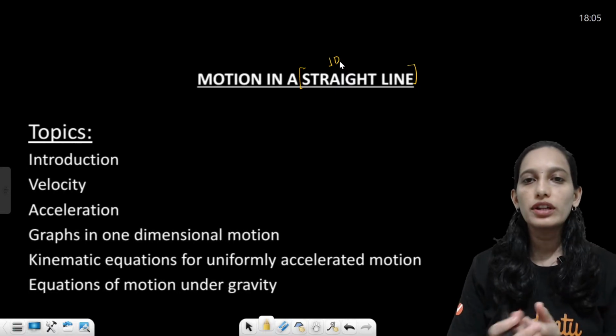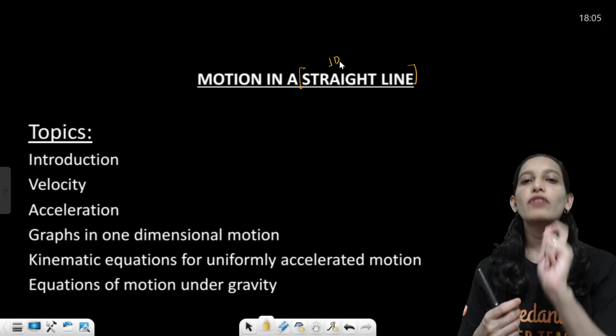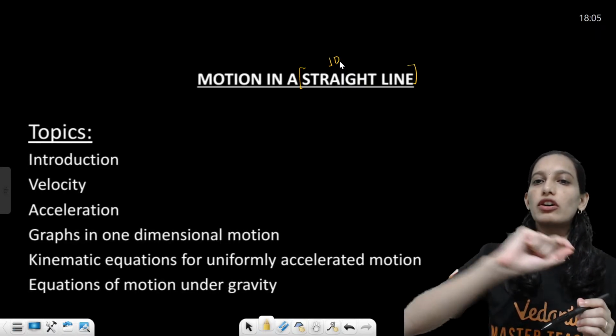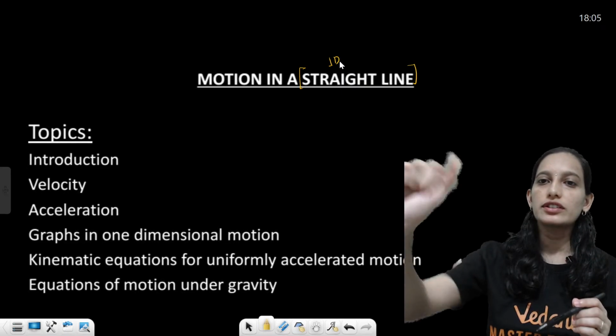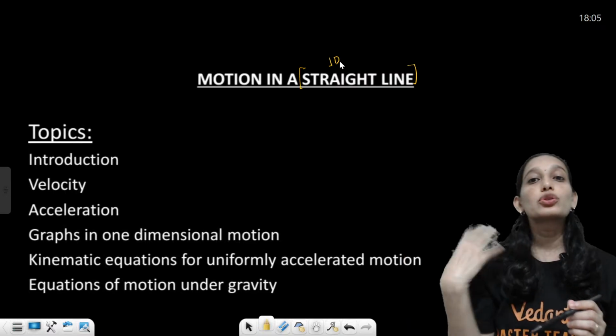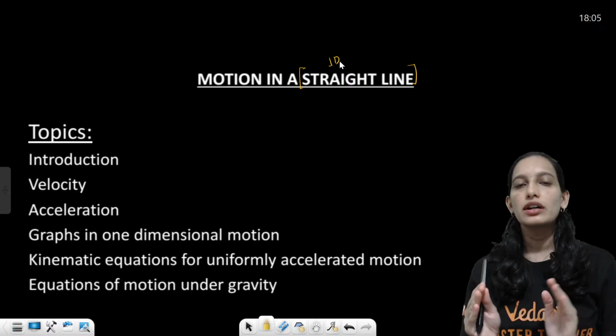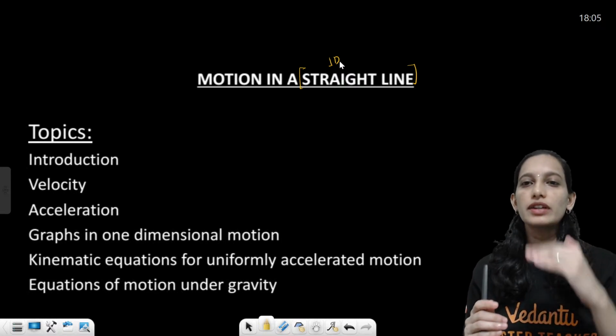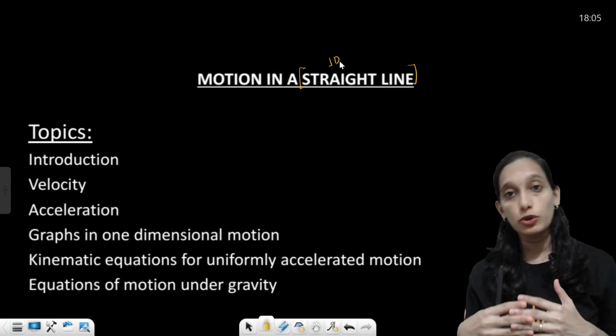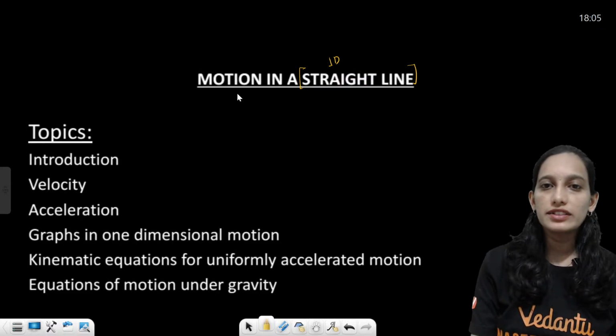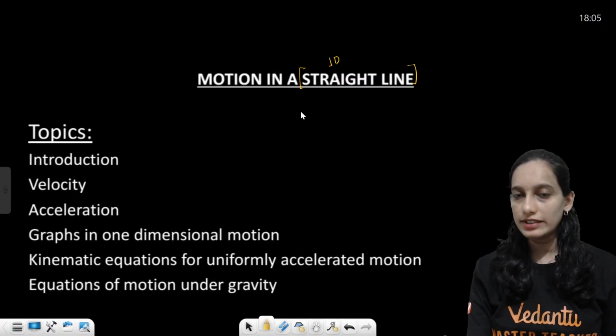We are considering only the particles which are moving in one dimension. It is moving along a straight line. It can just go in this direction and come back in this direction. So 2-dimensional and 3-dimensional motion we are not considering. It's a very simple, a very basic type of motion, I can say. So we are restricting ourselves to motion in a straight line.